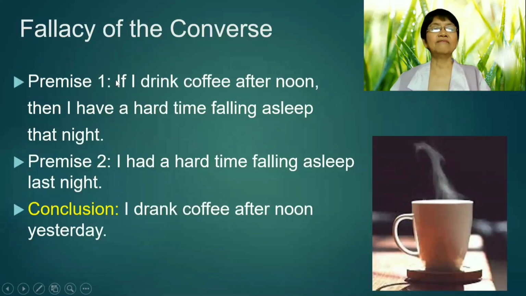Example for the fallacy of the converse. Premise 1: if I drink coffee after noon, then I have a hard time falling asleep at night. Premise 2: I had a hard time falling asleep last night. Conclusion: therefore, I drank coffee after noon yesterday. This is a fallacy, or false statement, because drinking coffee is not the only reason why you cannot fall asleep the night before. There are many other factors.